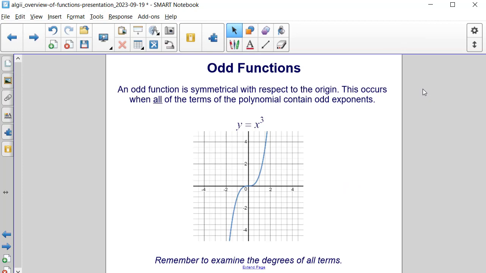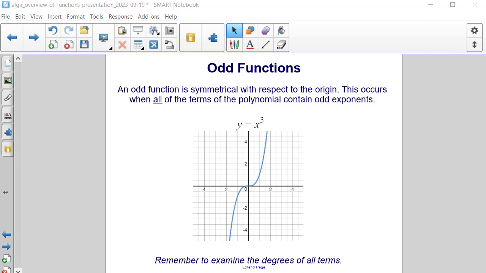Now let's go over odd functions. An odd function is symmetrical with respect to the origin, and this occurs when all of the terms of the polynomial contain odd exponents. For example, y equals x cubed. Remember to examine the degrees of all of the terms. In this case, we only have one term, and it is raised to an odd exponent, so it is indeed odd.